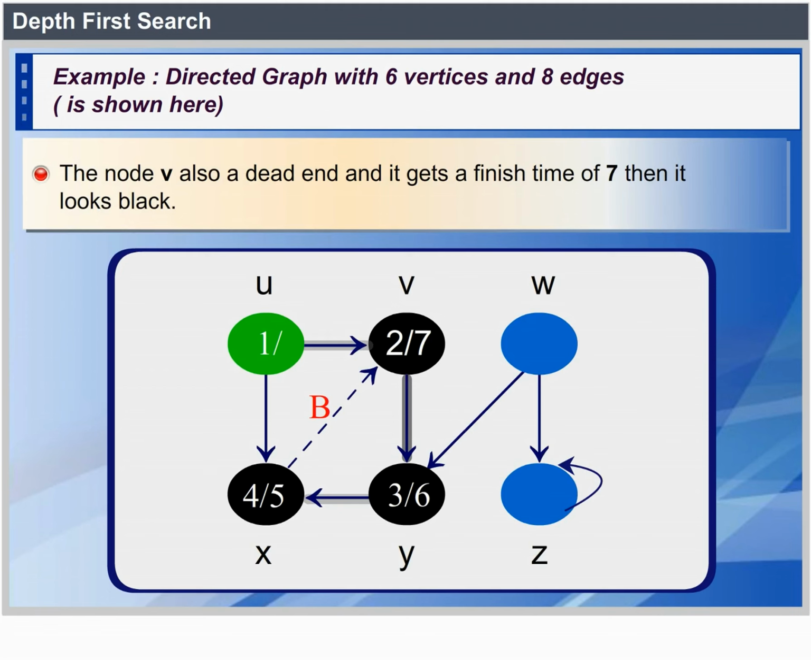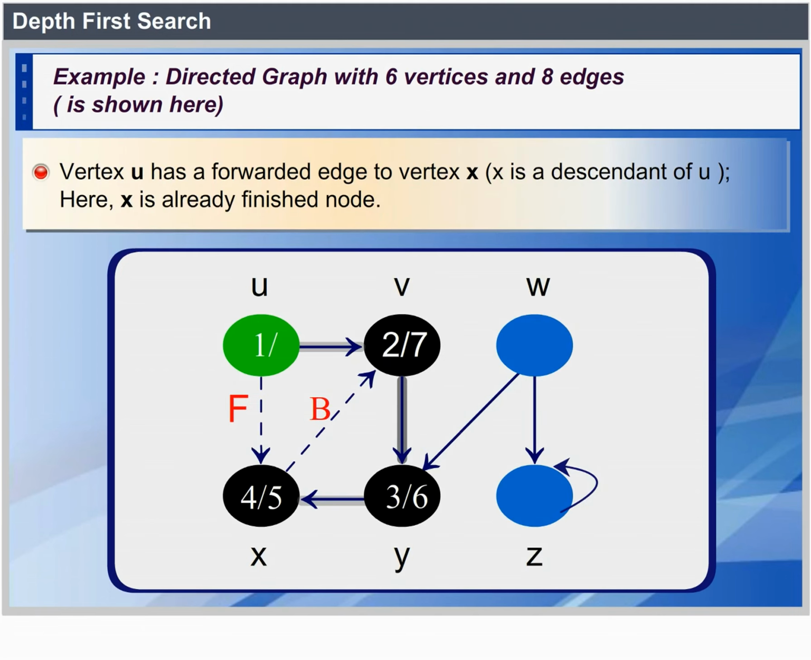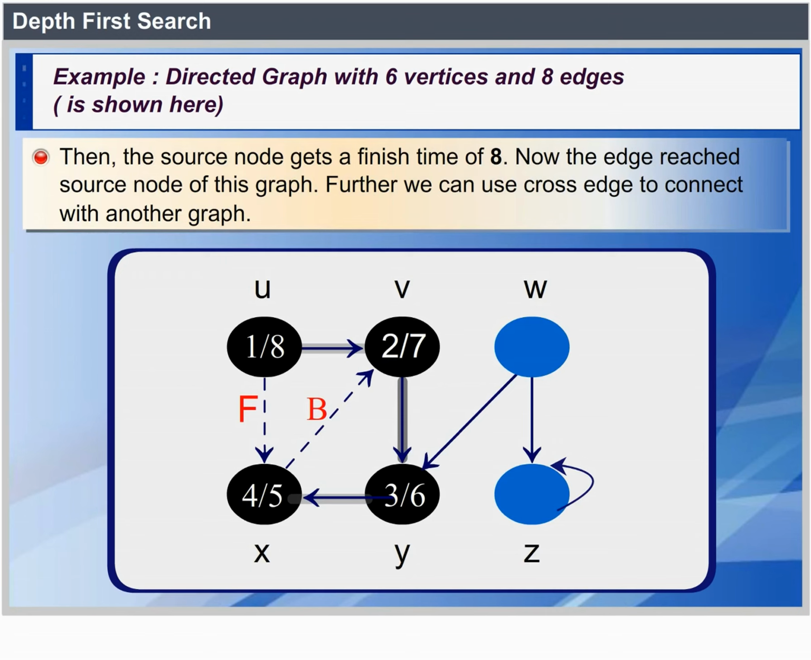Vertex u has a forward edge to vertex x. x is a descendant of u. Here x is already a finished node. Then the source node gets a finish time of 8. Now the search has returned to the source node of this graph.